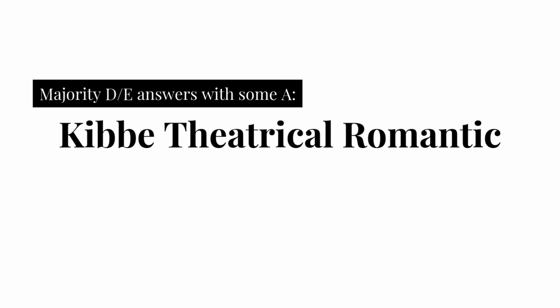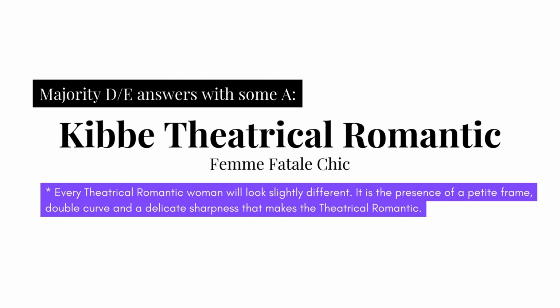And now let's discuss Kibbe theatrical romantic body type. Kibbe has categorized this type as femme fatale chic. Before we begin, it's important to note that every theatrical romantic woman will look slightly different. It's the presence of a petite frame, double curve, and a delicate sharpness that makes the theatrical romantic.